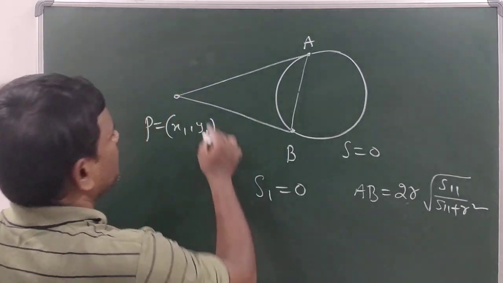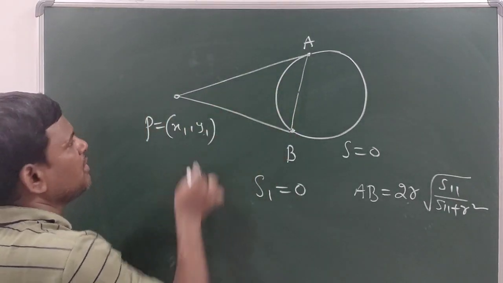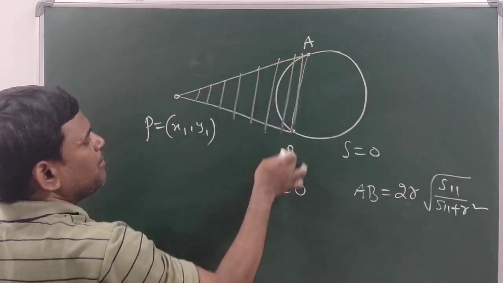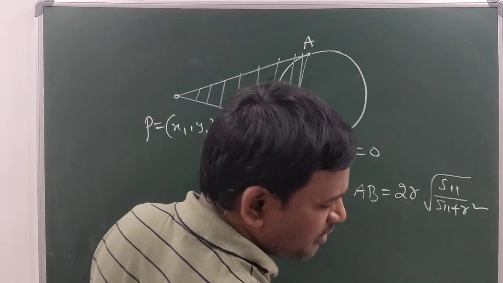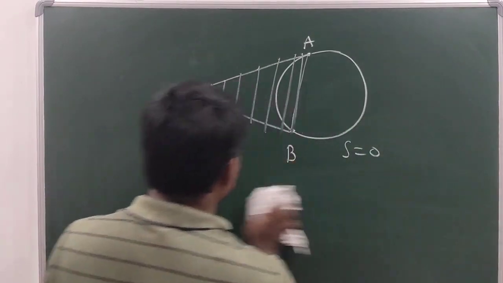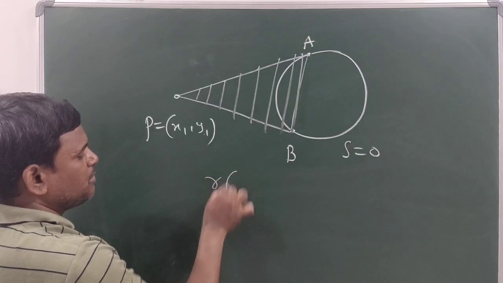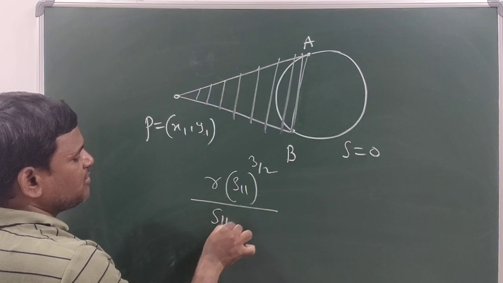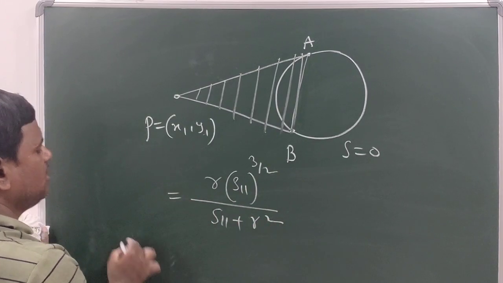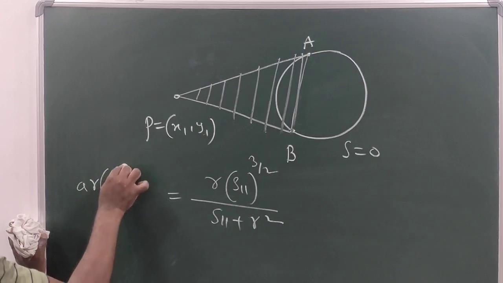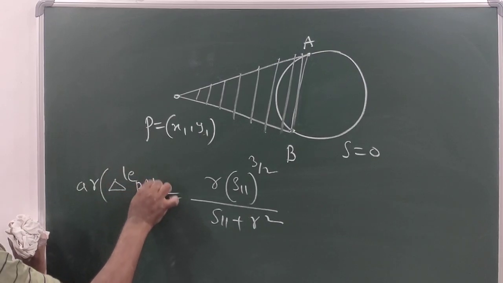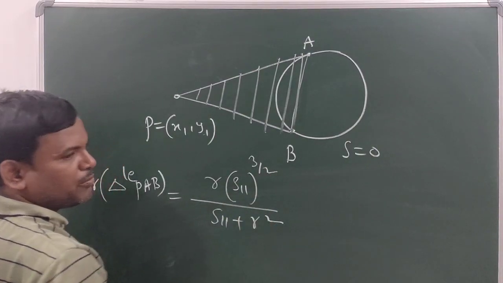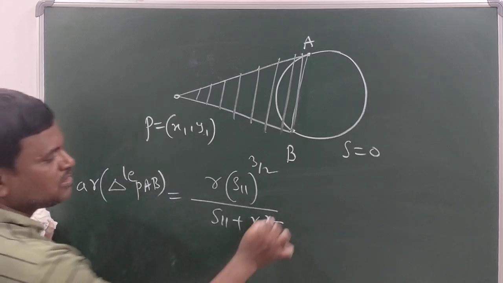And here one triangle is formed. Sometimes they will ask you to determine the area of this PAB triangle also. So the area of the PAB triangle, you will get this much: r into S11 whole power 3 by 2 by S11 plus r square. What is this? Area of triangle PAB: r into S11 whole power 3 by 2 by S11 plus r square square units.